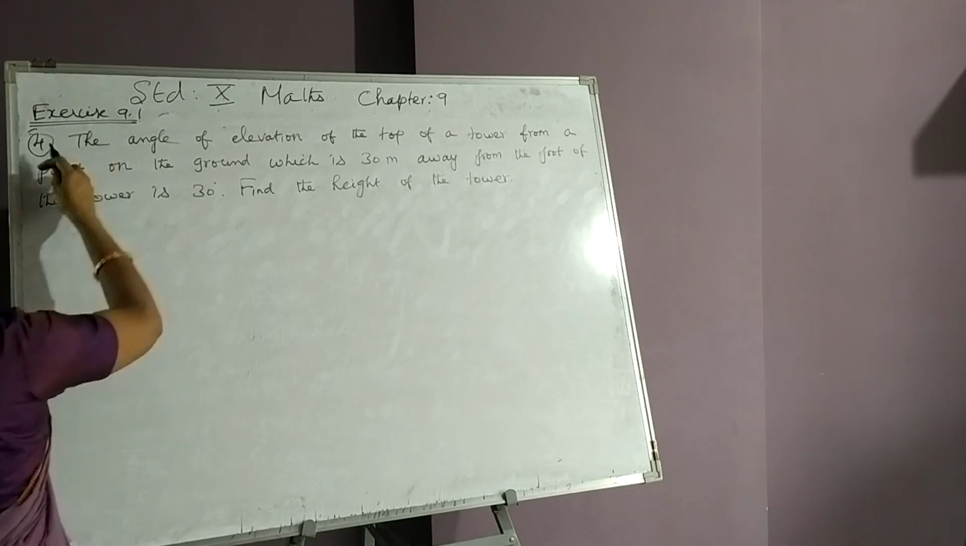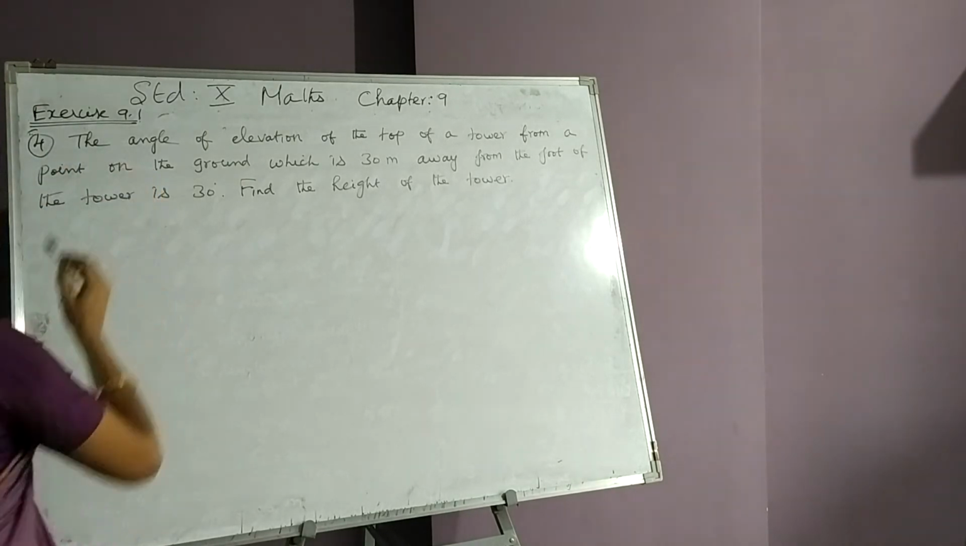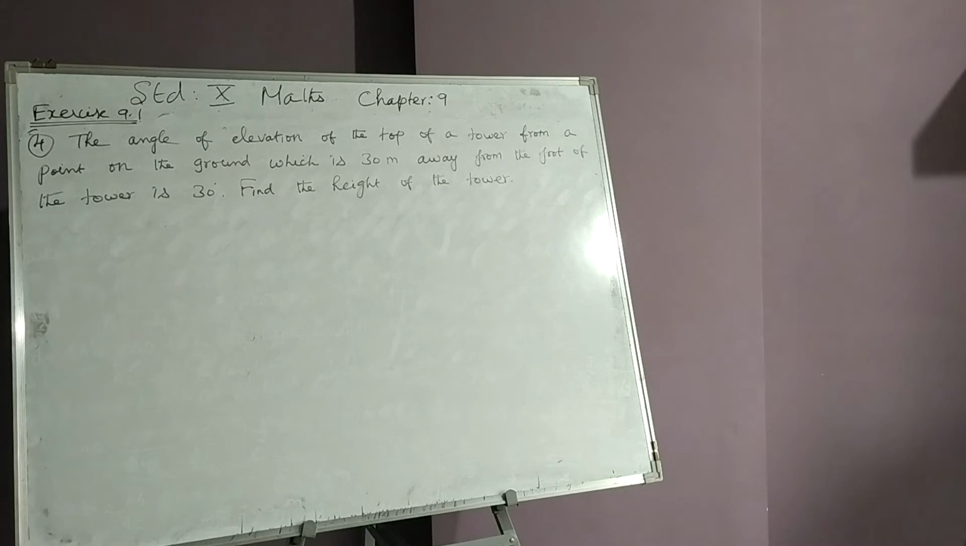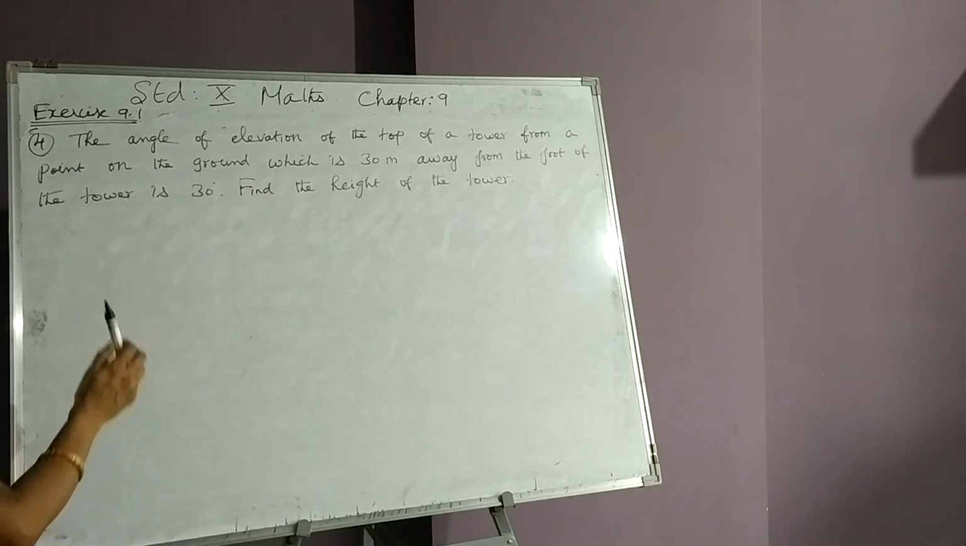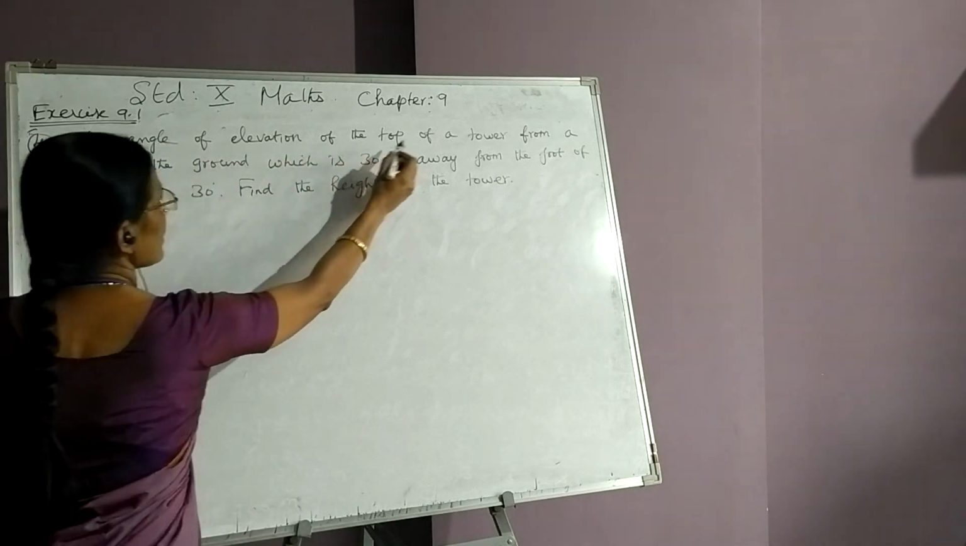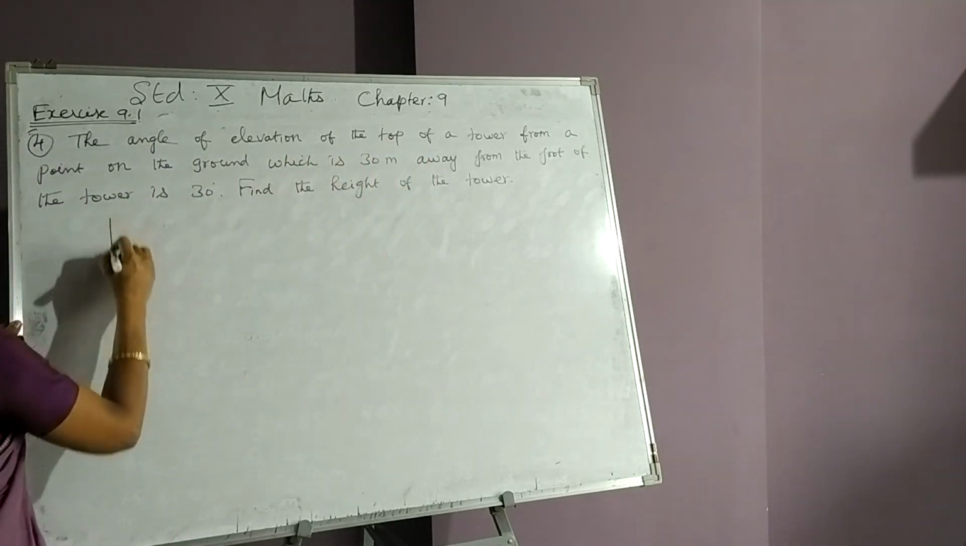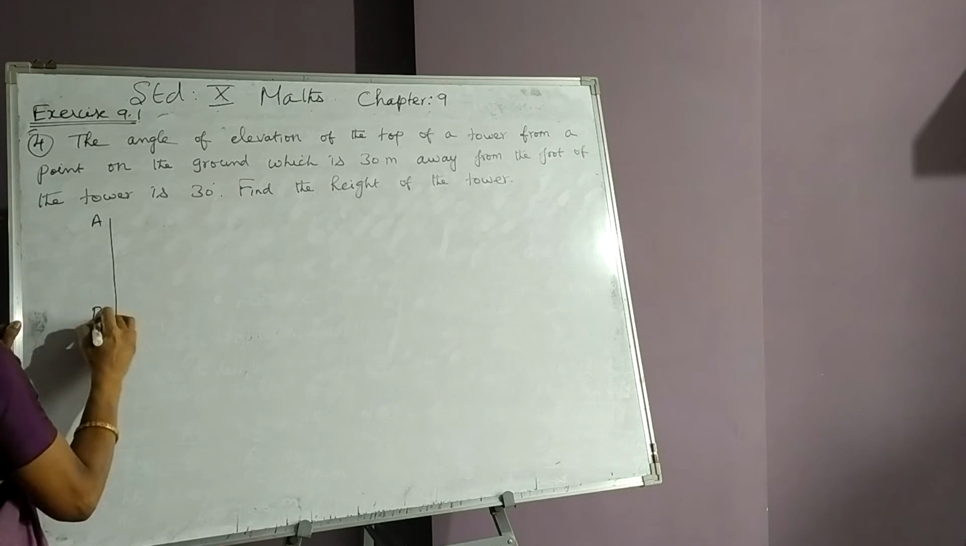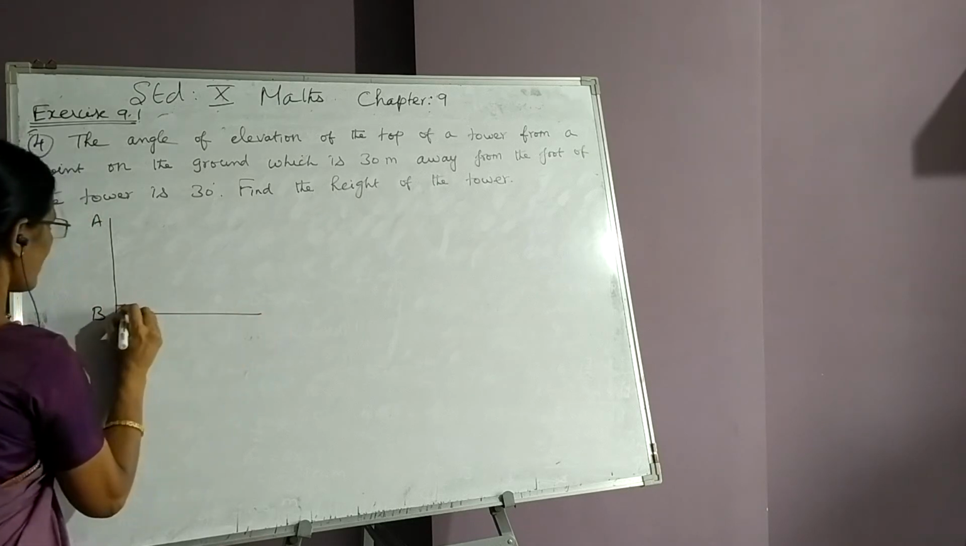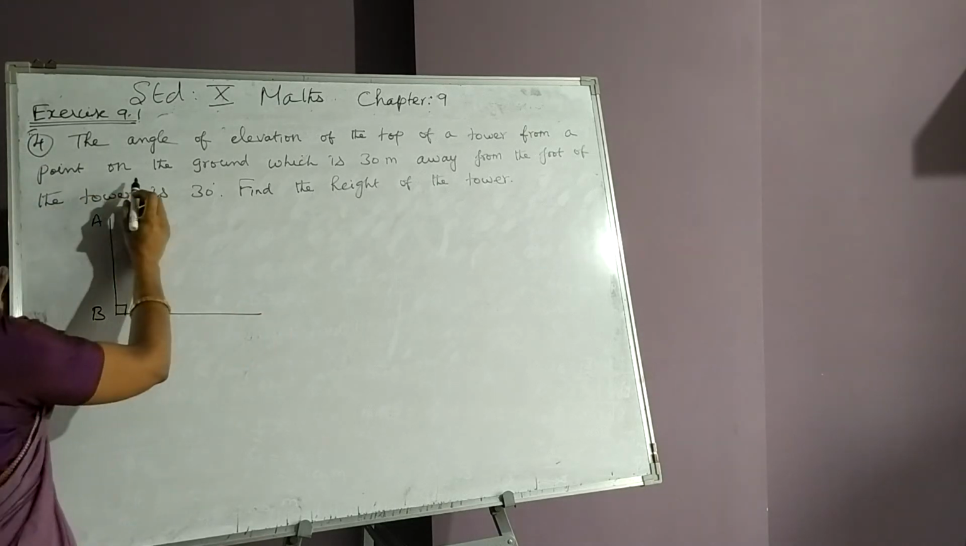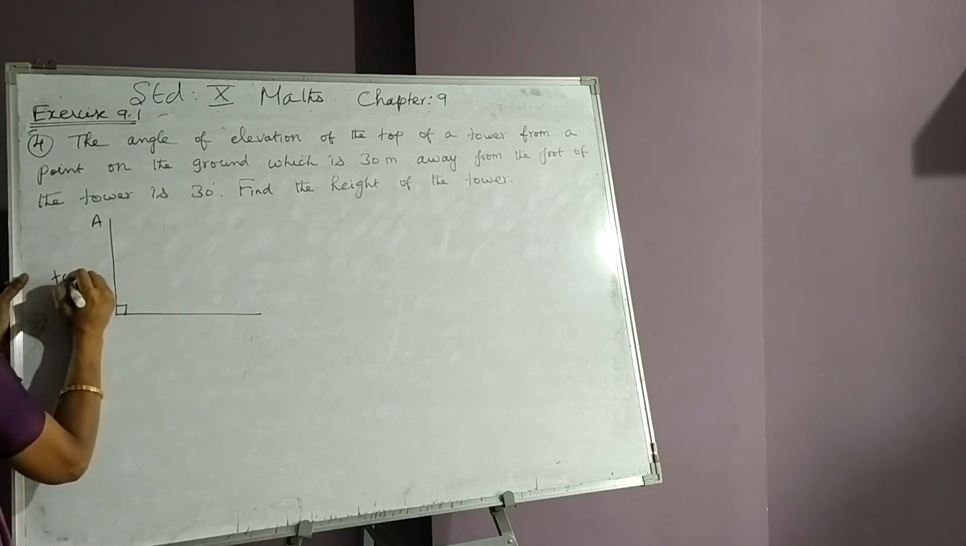Exercise 9.1, fourth question. The angle of elevation of the top of a tower from a point on the ground which is 30 meter away from the foot of the tower is 30 degree. Find the height of the tower. Top of a tower. Let us draw first a tower. The tower is vertical. It makes 90 degree with the ground. So AB represents the tower.